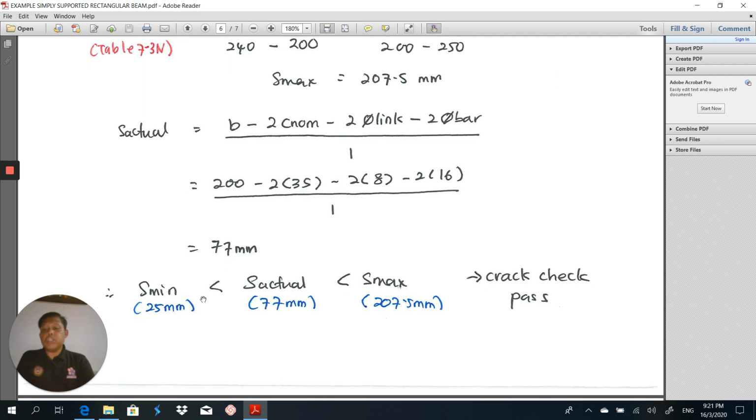Then I made a conclusion. S minimum, which is the aggregate maximum size, 25 mm, is less than S actual 77 millimeter, and S actual is less than S maximum 207.5. Therefore, the crack check passes.